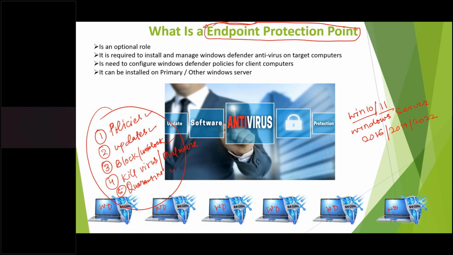So it is an optional role. Why optional? Because people are not using it. People are using third party antivirus like Symantec or Norton or AVG. Then it is required to install and manage Windows Defender antivirus on target machines, right? Then it is needed to configure Windows Defender policies for client computers, and it can be installed on the primary site or any other Windows server. Okay, this is the endpoint protection point, which is an optional role.